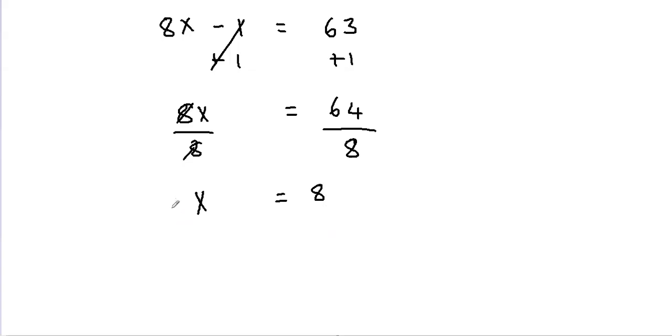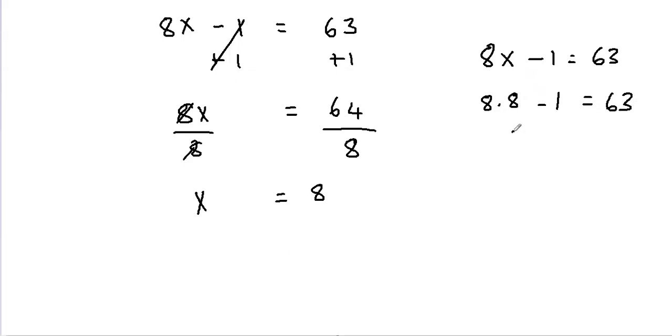Now let's say I want to check whether my solution is correct or not. All I need to do is to plug this value back into my equation. So my equation was 8x minus 1 is equal to 63. When I plug this value of x back into my equation, this should make my equation true. So in place of x, I'll substitute 8 because the value of x is equal to 8. So this is basically 8 times 8, and then I have -1 is equal to 63.